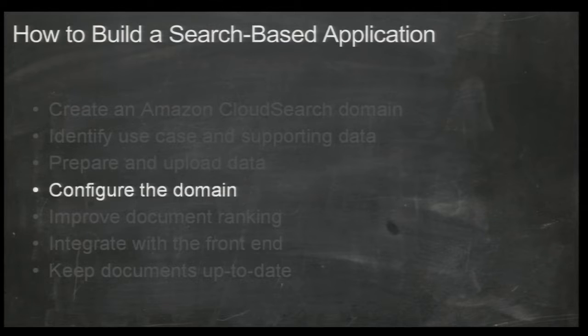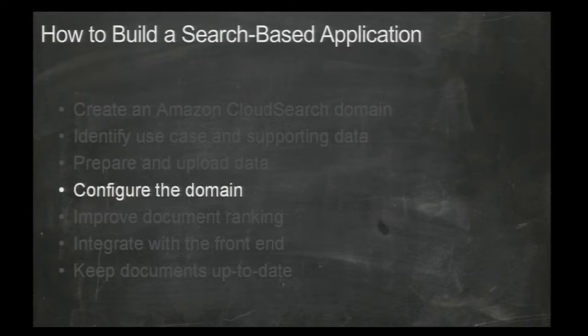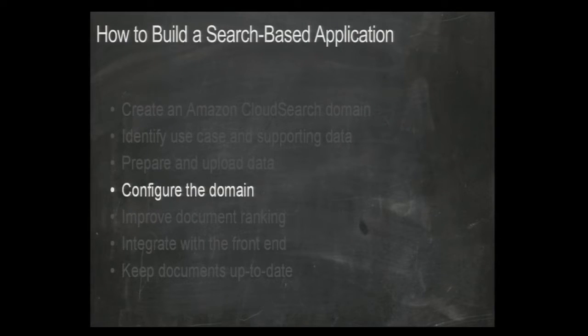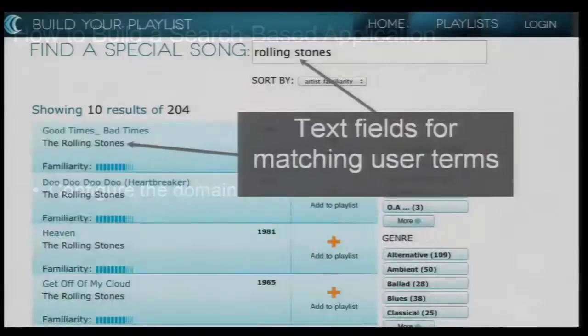Okay, so we now have our million song data set. We have it in batches. It's all prepared. It's in SDF. It's uploaded. Now we need to configure the domain so that we can tell the search engine, for instance, that we want a facet and that we should retrieve facet counts for, say, the genre.